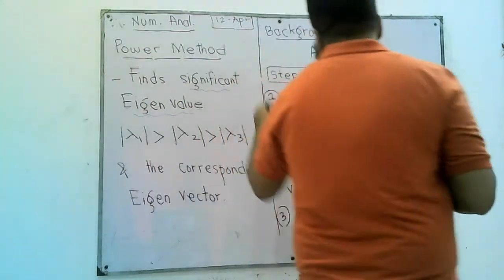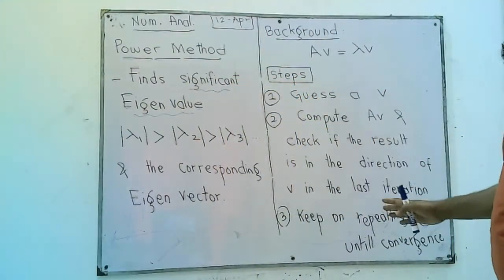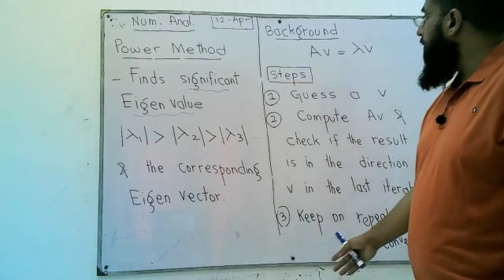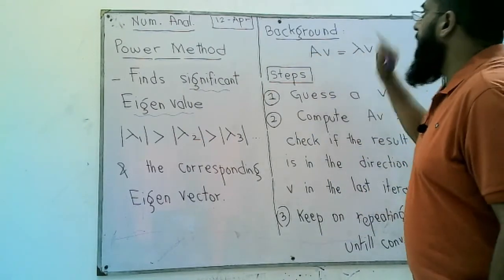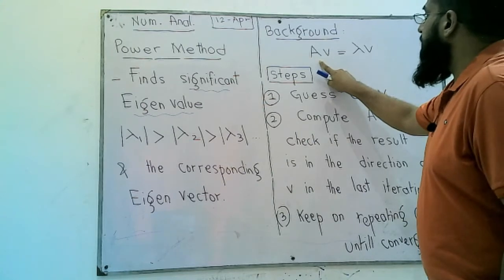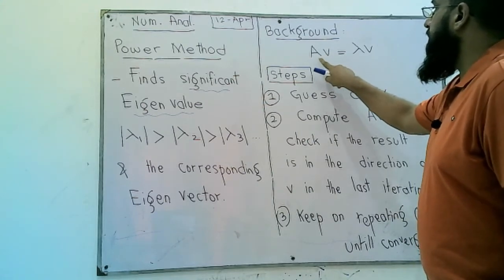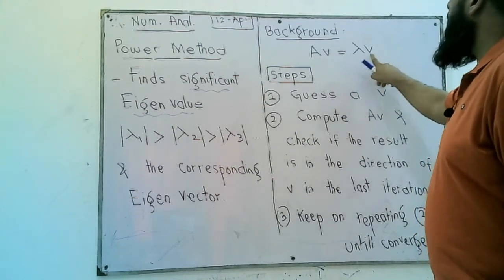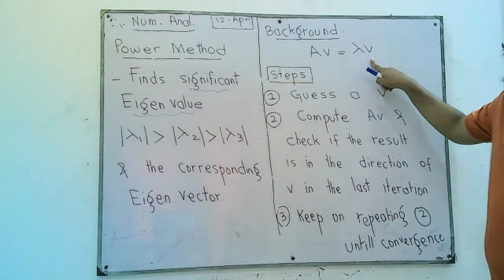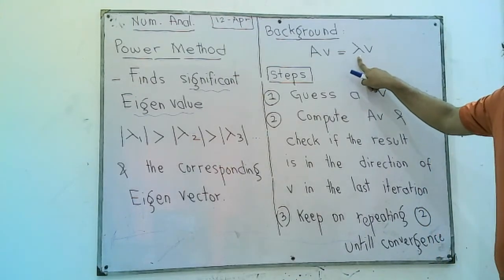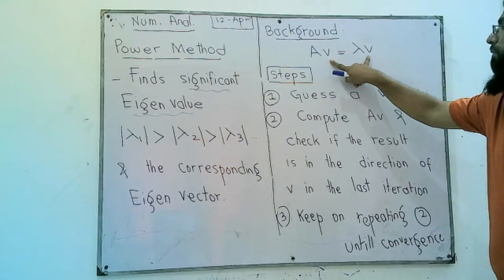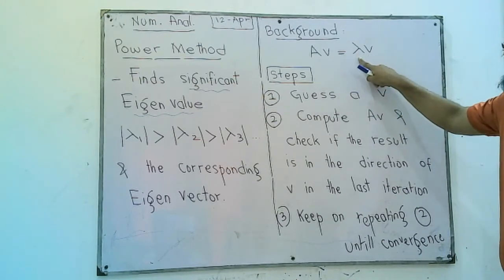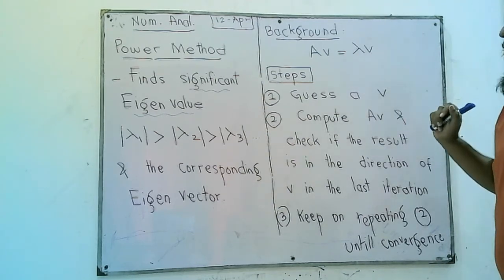Before we study the iterative steps to find the significant eigenvalue of a given square matrix, we want to know some background. We know that for a square matrix A, the eigenvector V is such that if we multiply A with V, the result is in the same direction as V, scaled by the corresponding eigenvalue. This vector is called the eigenvector, and this lambda, the scalar value, is called the eigenvalue.